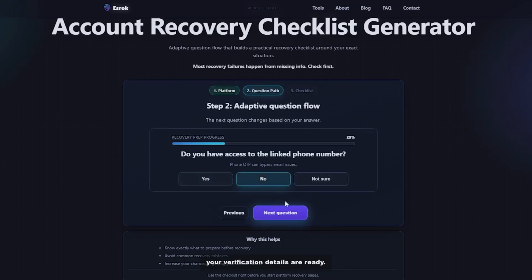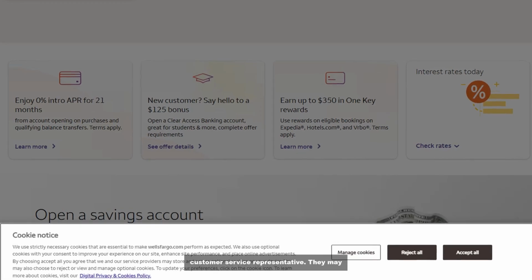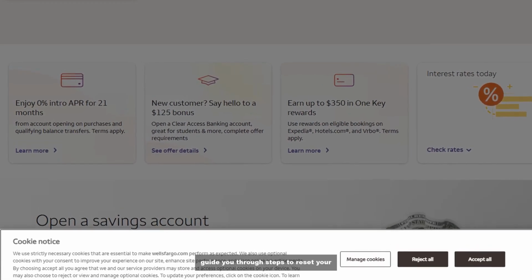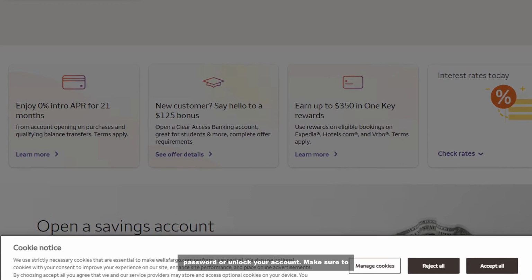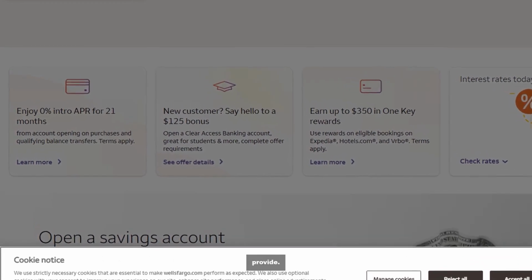Step 3. Follow instructions. Follow the instructions provided by the customer service representative. They may guide you through steps to reset your password or unlock your account. Make sure to take notes on any important information they provide. Step 4. Update security settings.